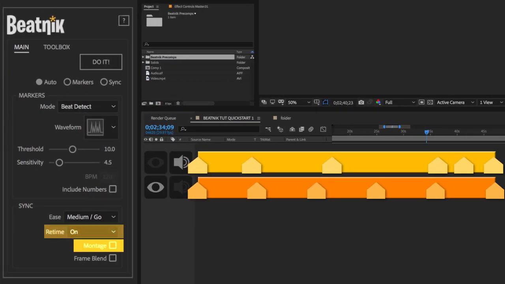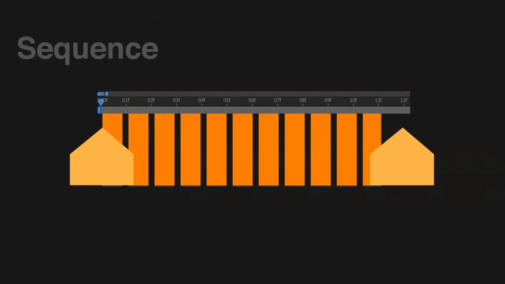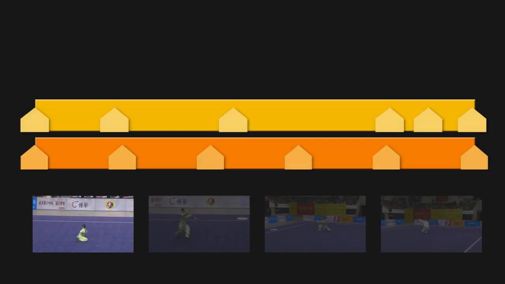Before I introduce retime and montage, I need to introduce a basic concept of Beatnik called a sequence. A sequence is the time on the master that exists from one marker to the frame before the next marker. If you keep that in mind, it'll be easy to grasp what these next couple sections do.